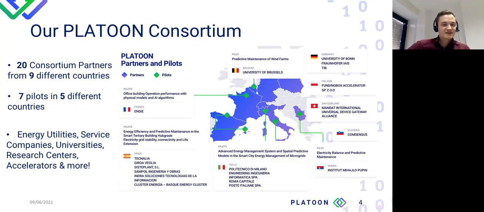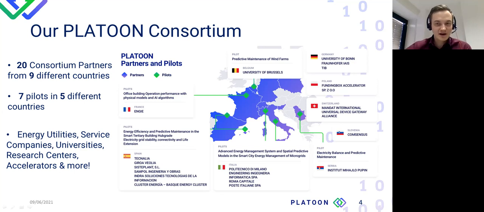Our consortium consists of 20 different partners from 9 different countries. These you can all see on the map here. So our countries where Platoon is represented are Spain, France, Belgium, Germany, Poland, Switzerland, Italy, Slovenia, and Serbia.